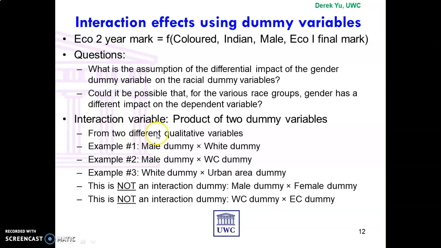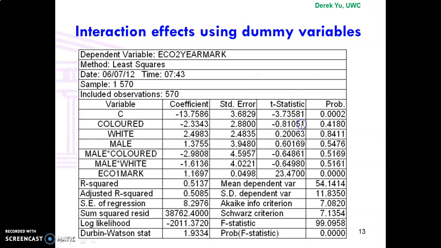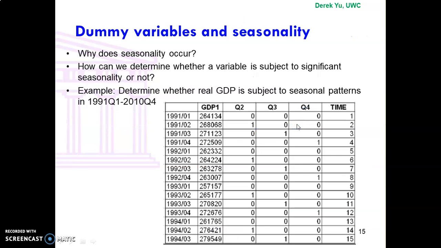So keep in mind, interaction dummy, this is the key requirement. It is derived from two different qualitative categorical variables. And we count this whole product as one explanatory variable.